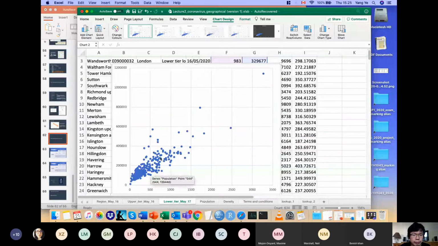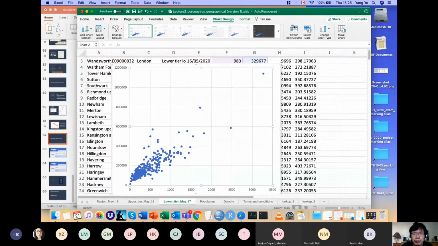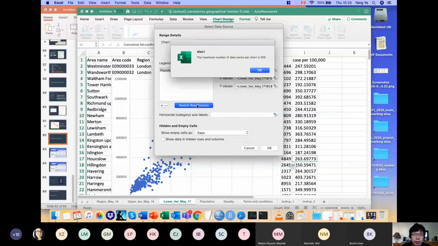So that's the scatter plot, right? Each dot represents a local authority, the y-axis is the population, and the x-axis is the number of cases. But we want to switch row and column, and there's an option here for Mac. I think you can also select data, and then switch row column there. I think that applies to the Windows version as well. Okay, so you have switch row and column.